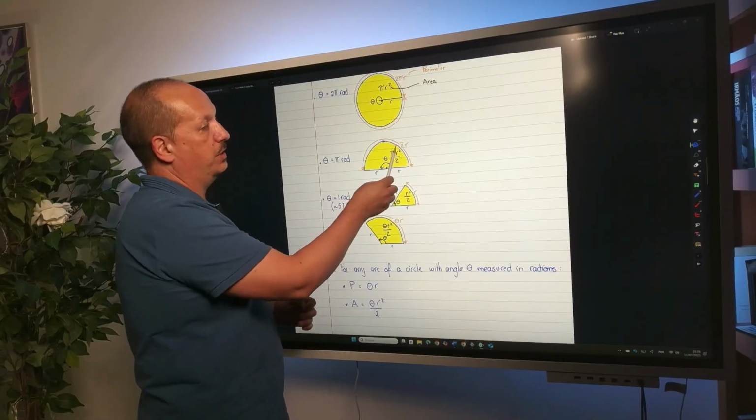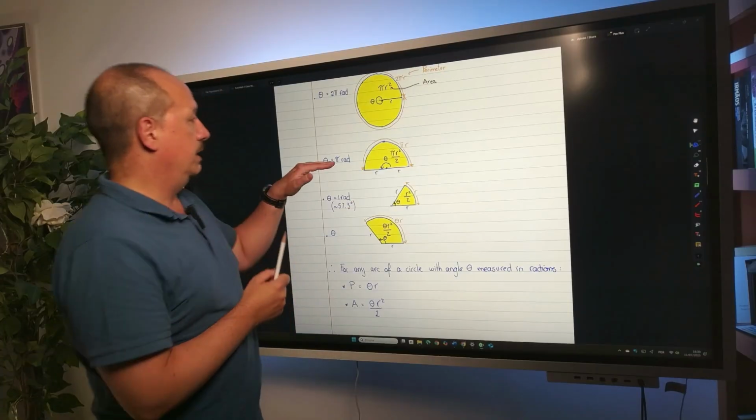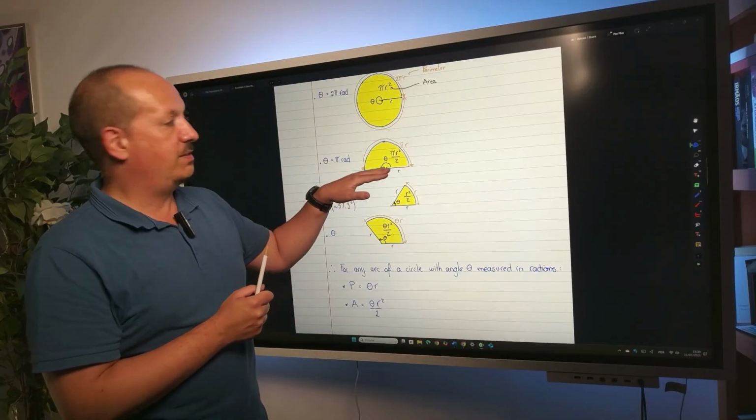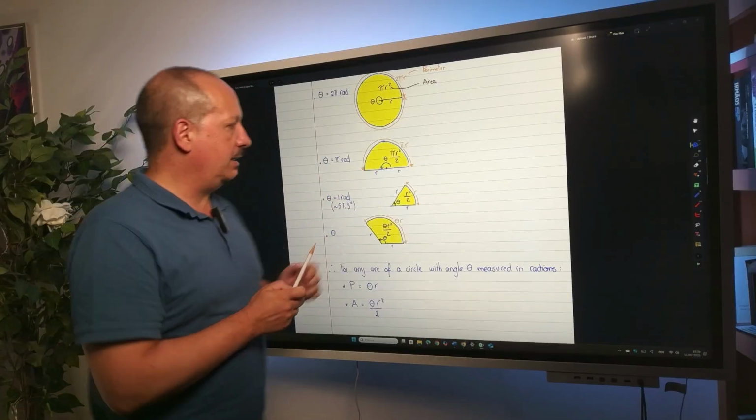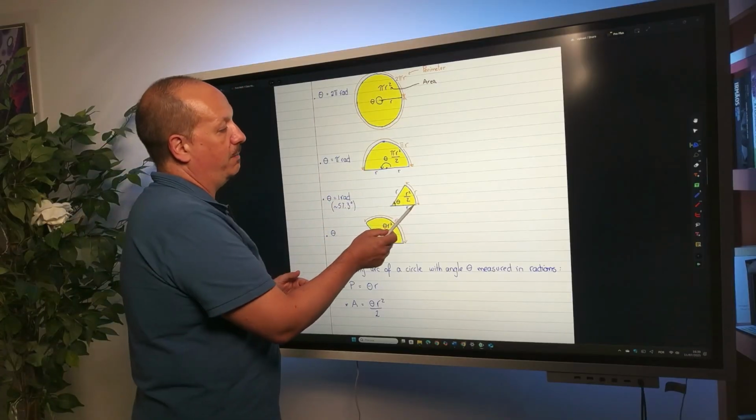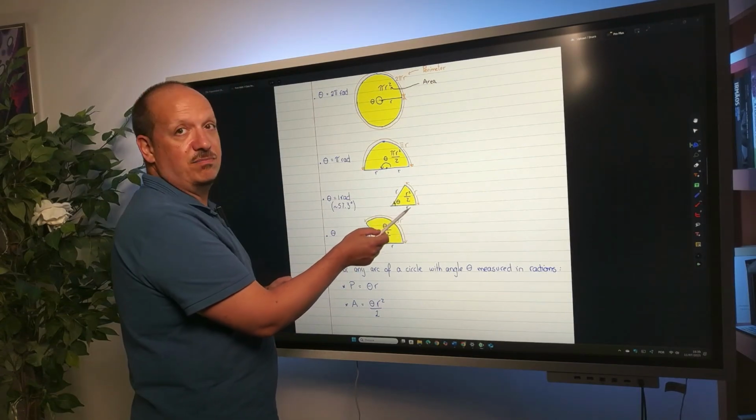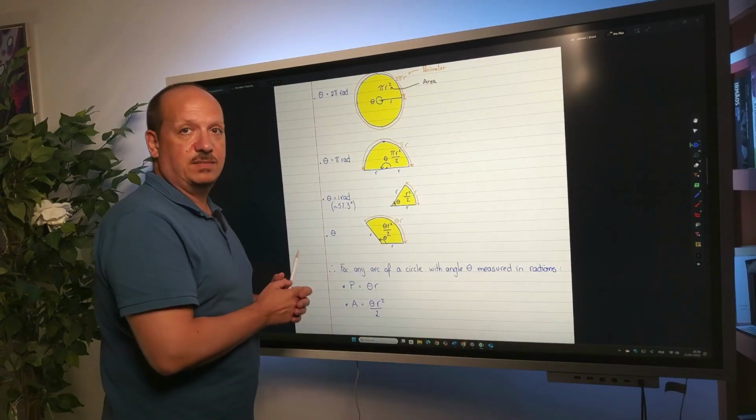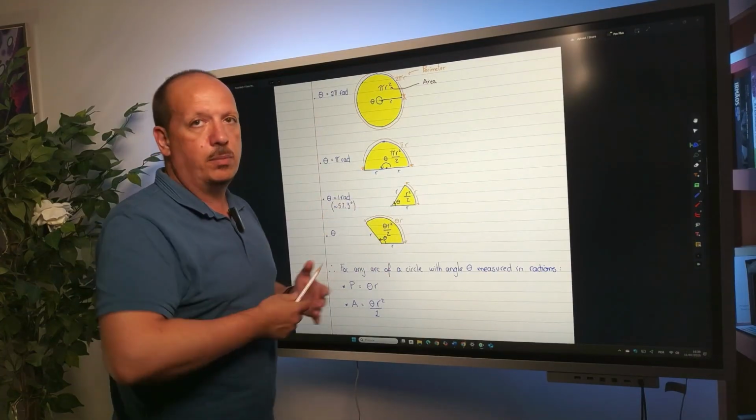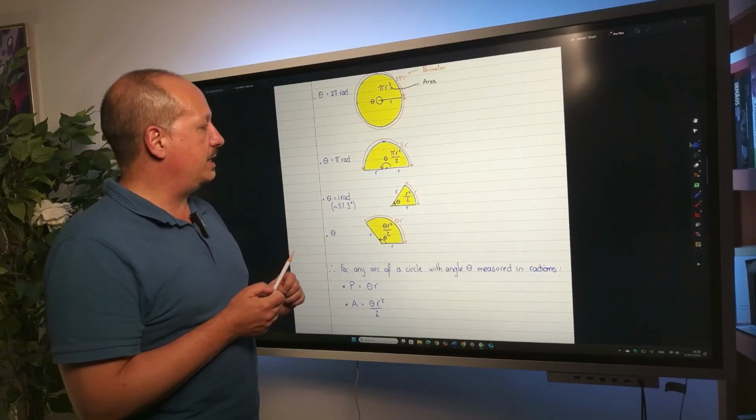So the perimeter is pi r, the area is pi r squared over 2. The angle is pi radians, right? If you have 1 radian, then what's going to be the perimeter? By definition, the perimeter is going to be r, right? It's the same as the radius. That's how a radian is defined, if you remember from the first lesson. What is going to be the area?